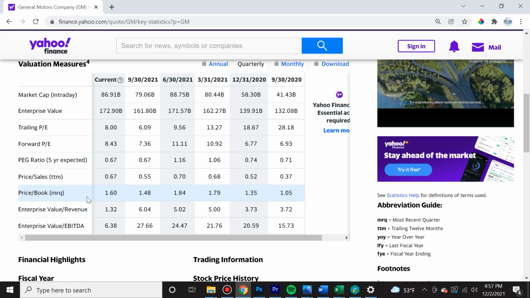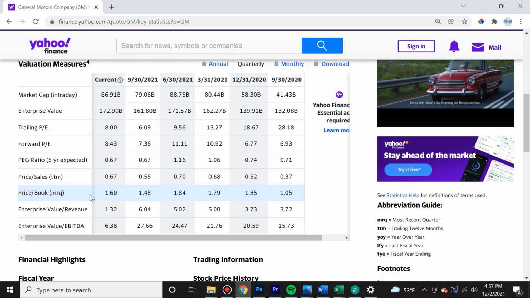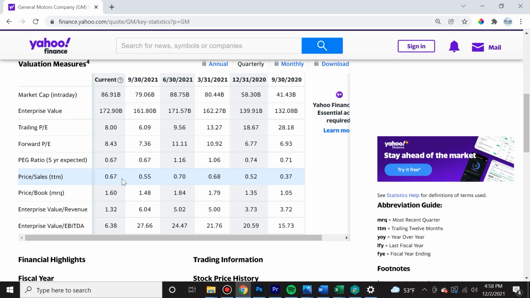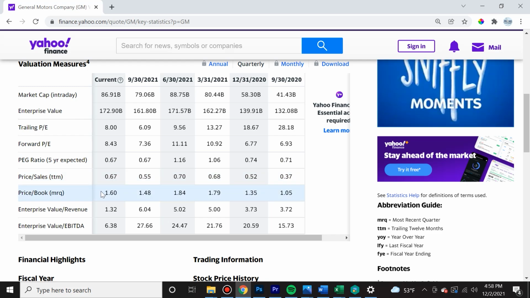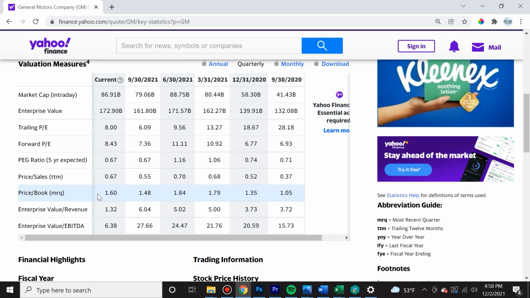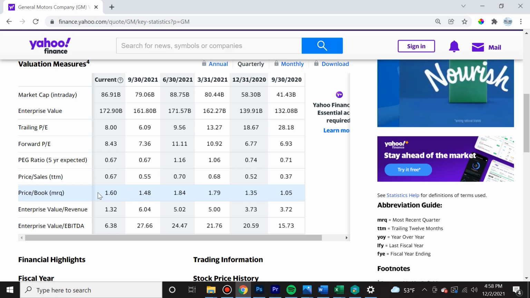However, if GM and Ford were doing almost identical things and the difference was in PB ratio, this might look like a much more attractive investment. So this is why you should always use PB in conjunction with other fundamental analysis metrics.